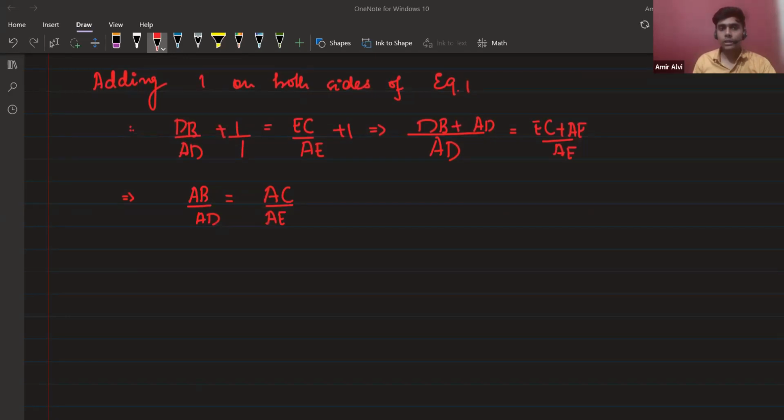So basically, I can say AD upon AB, because if I reciprocate on the left hand side, I have to reciprocate on the right hand side as well. It would be AD upon AB is equal to AE upon AC. Clear? That's what we needed to prove. It's proved. Clear, Adil? Any doubt? No. Sure? Yes. Okay, so that's what the question is.